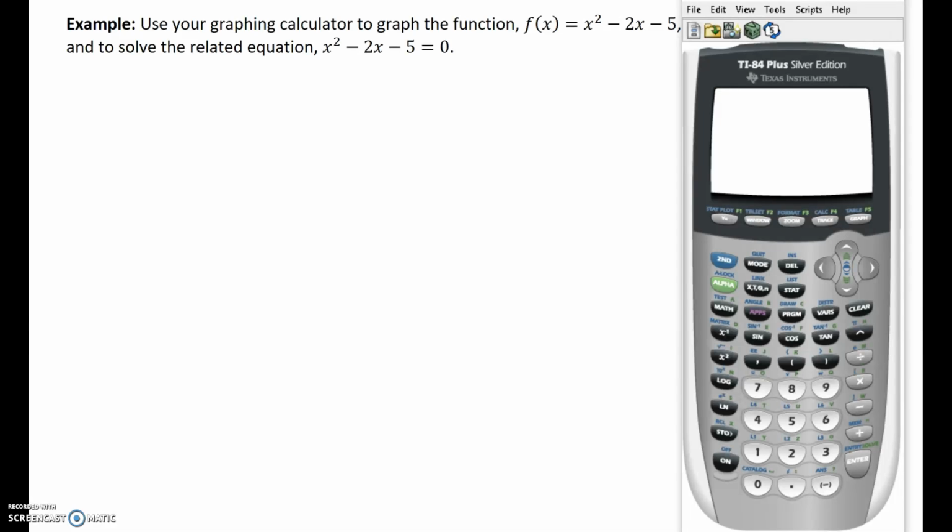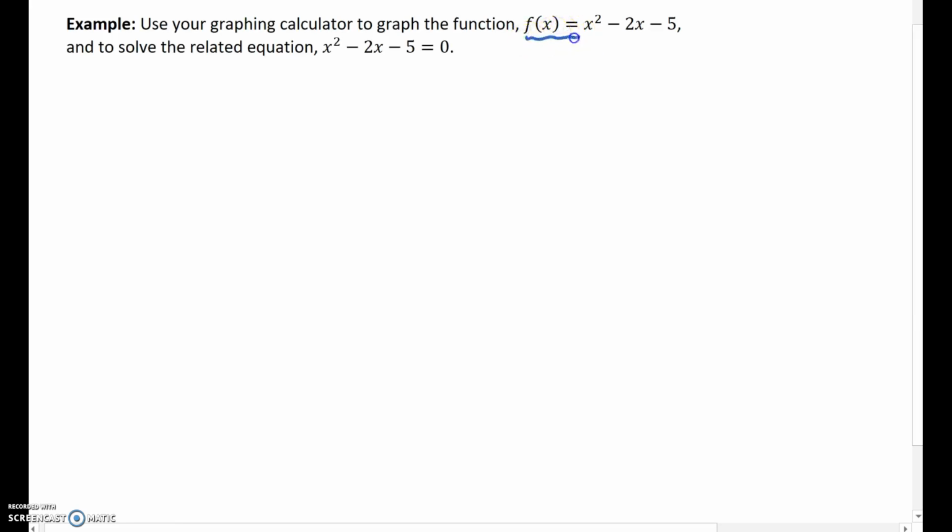Hi, in this video we're going to try and graph the function f of x equals x squared minus 2x minus 5, and I realize we've just lost the calculator, but I'll bring it back in a moment. We're going to graph that on the calculator, and then we're going to use a calculator function to solve it.